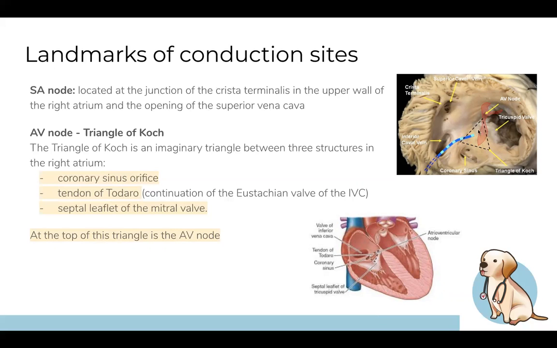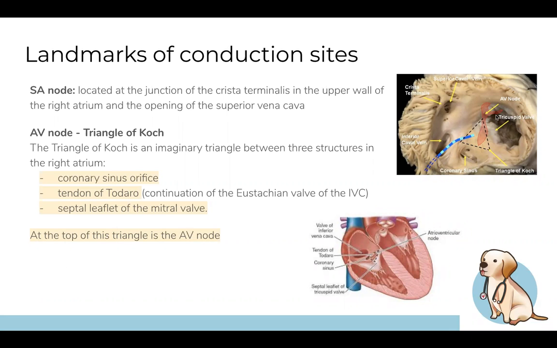So your SA node, as we mentioned before, is related to the crista terminalis. You can see the crista terminalis here. It's at the junction of the crista terminalis and the opening of the superior vena cava. So your SA node is going to be located around here. Then you have your AV node at the triangle of Koch. This is super high yield. They will ask you questions about this, like what are the structures that make up the triangle of Koch, and then give a multiple choice question asking which one is or isn't part of it. And they like to ask you about it a lot.